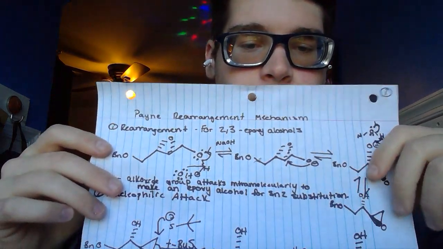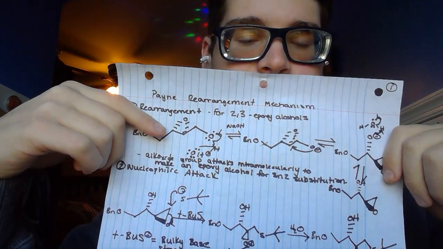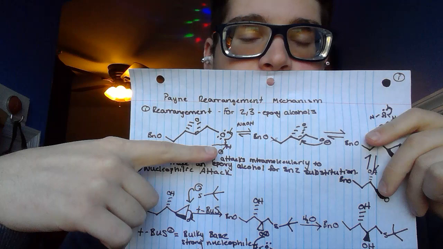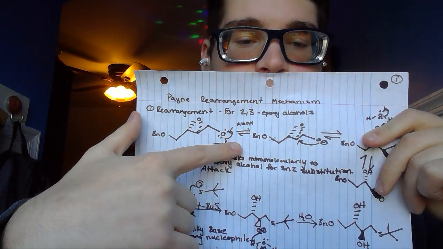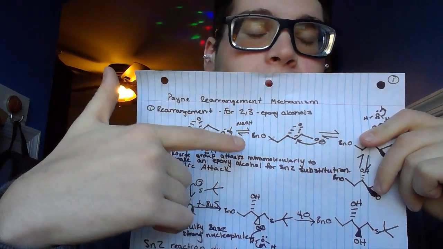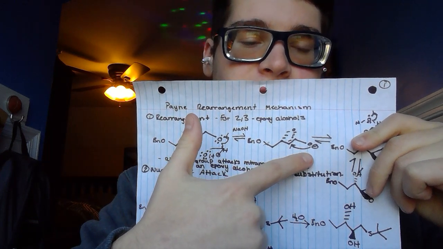To get right into it, I'll talk about the mechanism and what this actually is. The reason it's called the Payne rearrangement is because it first starts with the rearrangement and migration of an epoxide. This particularly occurs in 2,3-epoxy alcohols. You start with your 2,3-epoxy alcohol, and you have an OH group here at the end, which is deprotonated by a water molecule in the presence of a strong base. That takes us to our next product, with a negative charge on the oxygen here at the end.